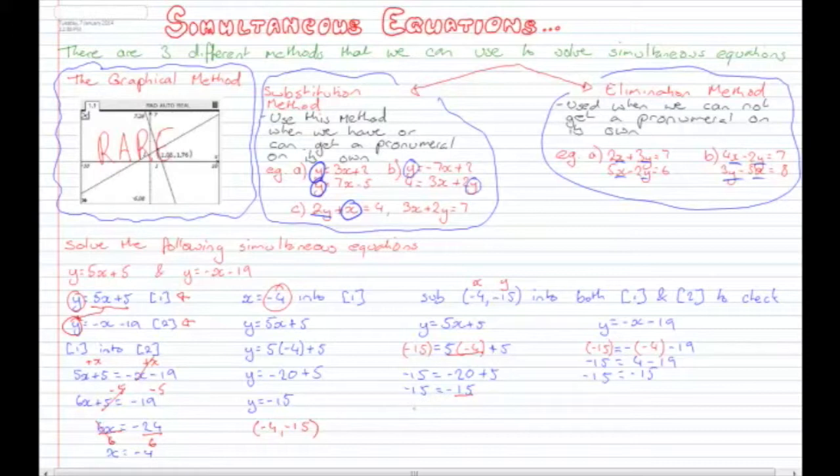Negative 15 equals negative 15, left hand side equals right hand side, which means this line here goes through that point, negative 4, negative 15.